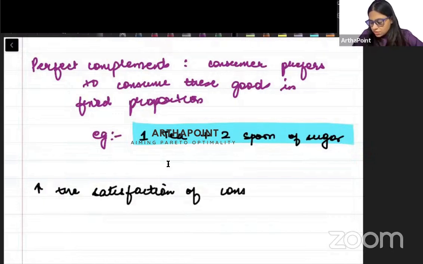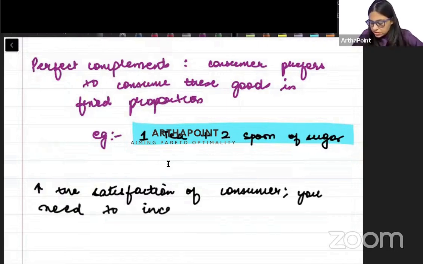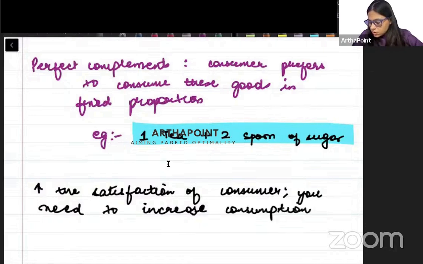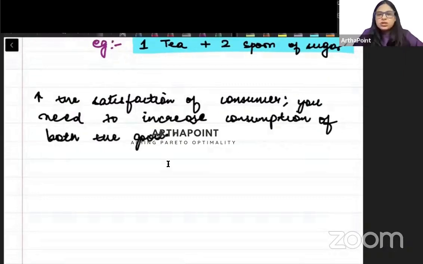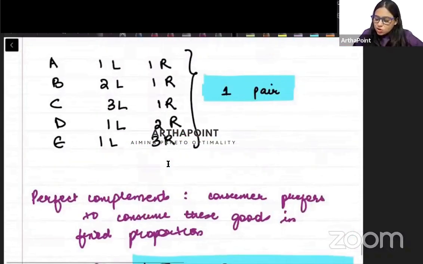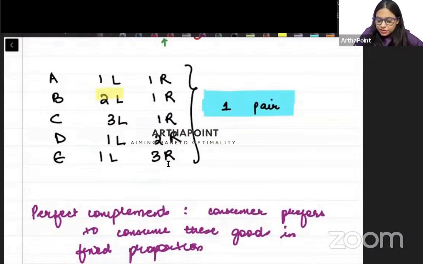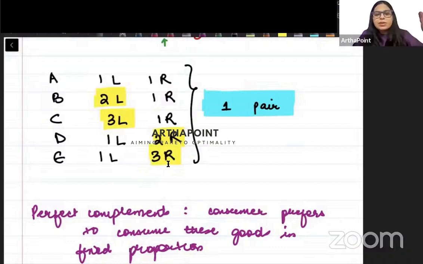And to increase the satisfaction of consumer, you need to increase consumption of both the goods. ठीक है? तो for example, as long as you were increasing only left or only right, so satisfaction was not increasing. एक पेयर ही बन रहा था.